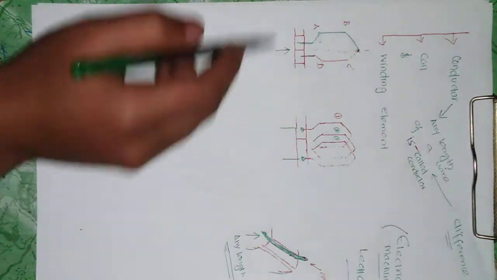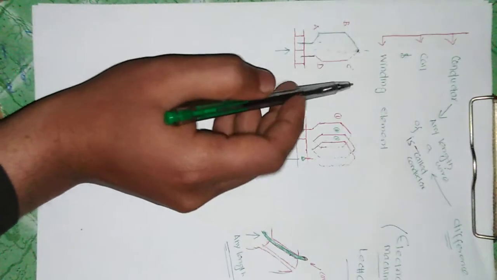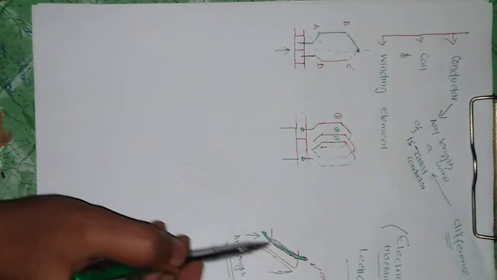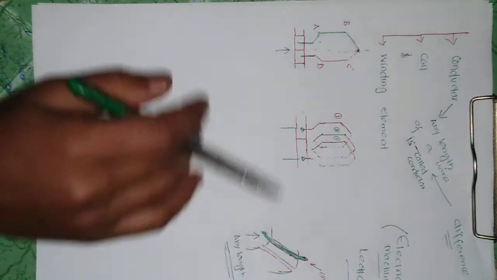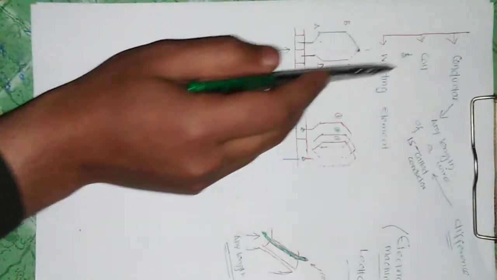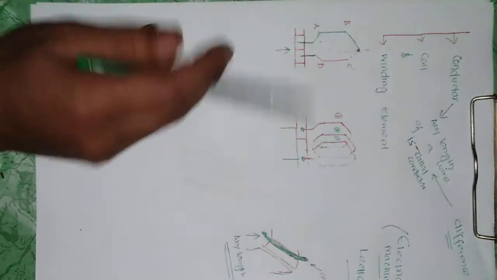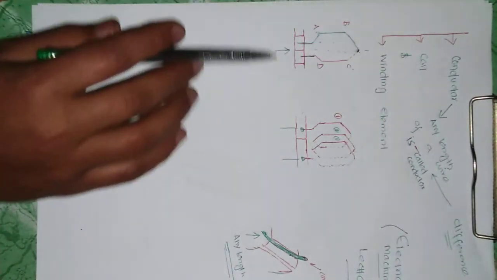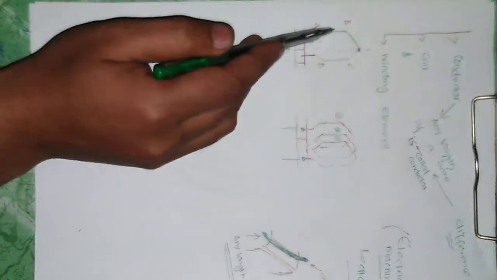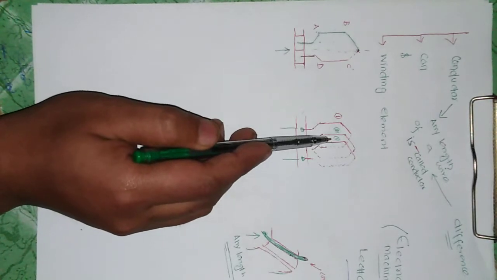We have come to the point that a conductor is any length of wire placed in the magnetic field in electrical machine language, and the coil is a combination of conductors combined together. For example, A, B, C, D, as already shown. Now a coil may be a single turn or a multi-turn coil. This is a single turn, this is a multi-turn coil.